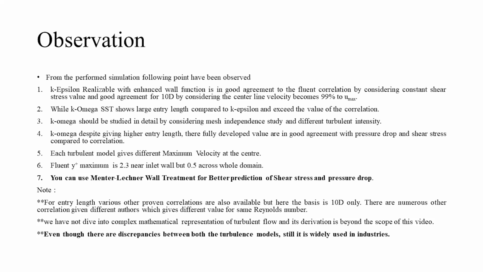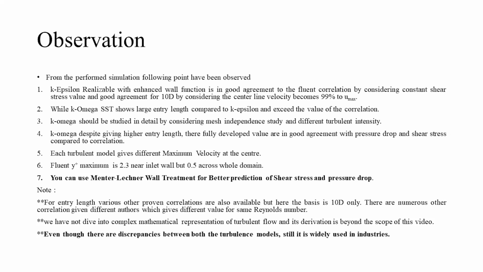Each turbulence model gives a different maximum velocity at the center. Fluent y plus maximum is 2.3 near the inlet wall, but 0.5 across the whole domain. You can use Menter-Lechner wall treatment for better prediction of shear stress and pressure drop.